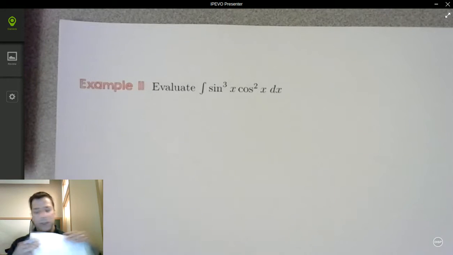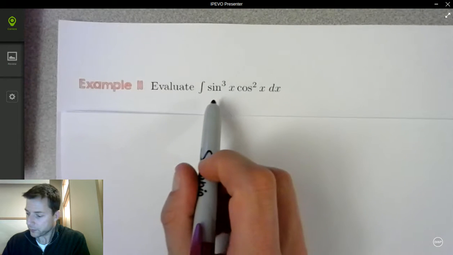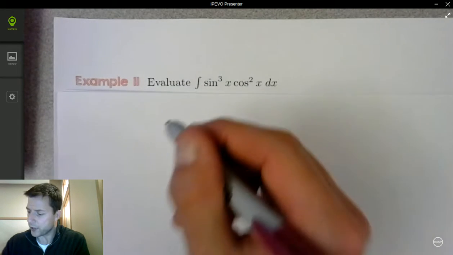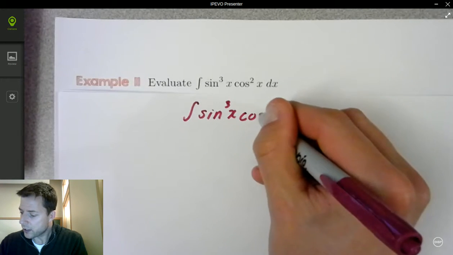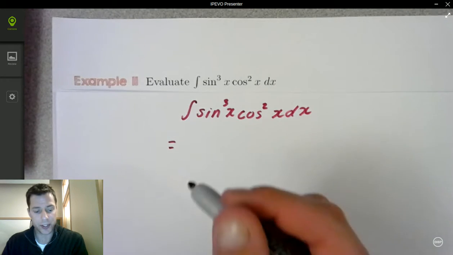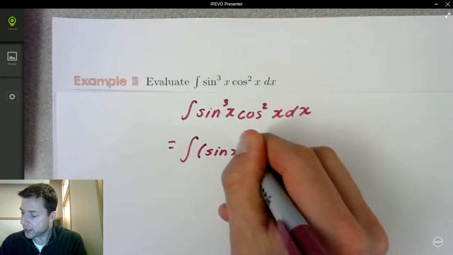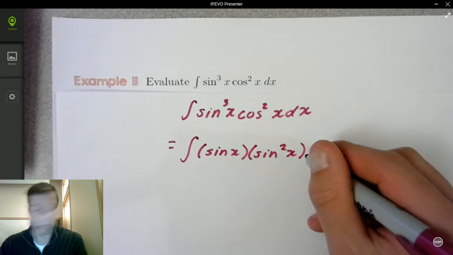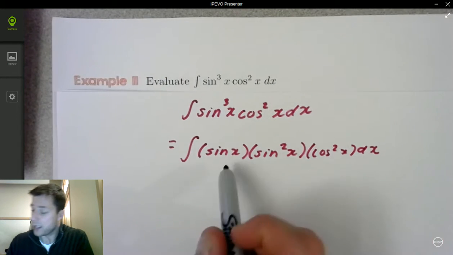Okay, so here is our next example. Evaluate the integral of sine cubed x times cosine squared of x. This is going to be another one of those rules that we're going to be able to use. So I'll rewrite this: sine cubed of x cosine squared of x dx. We're going to do like we did last time and simplify this. We're going to write this as sine of x times sine squared of x times cosine squared of x dx. So I just rewrote my integrand again.